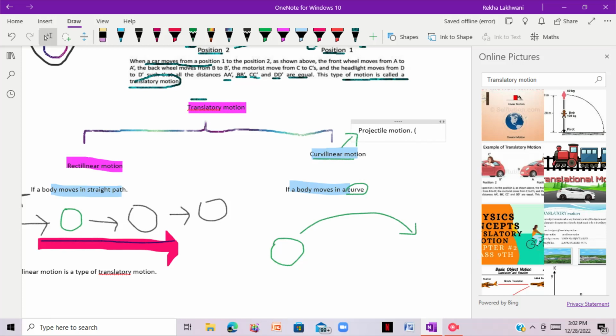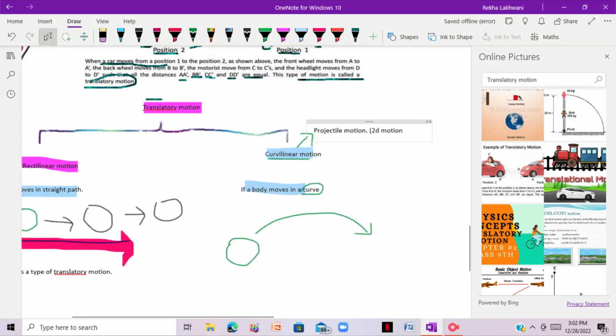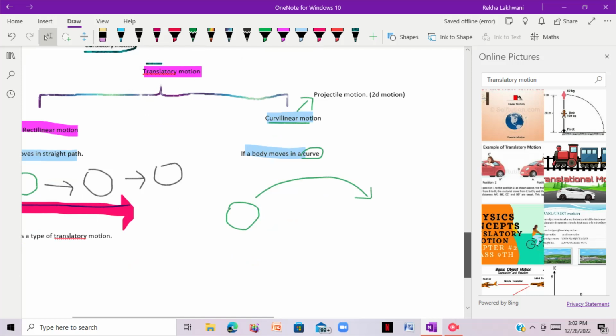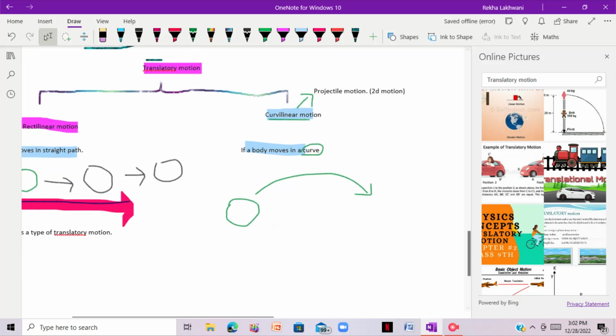So for your convenience, let me write up here. Circular motion is a special type of curvilinear motion. It is a special type of curvilinear motion, right? Let me write over here. Let's highlight circular motion, the special type of curvilinear motion.